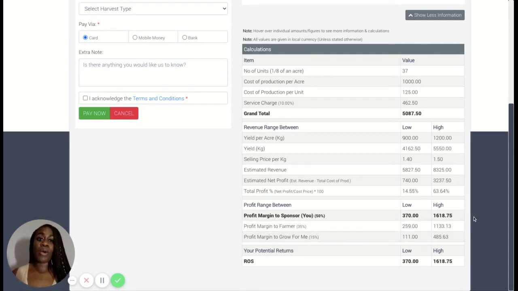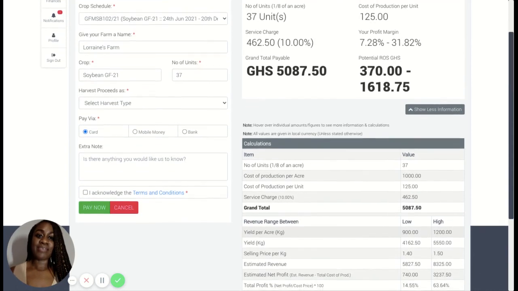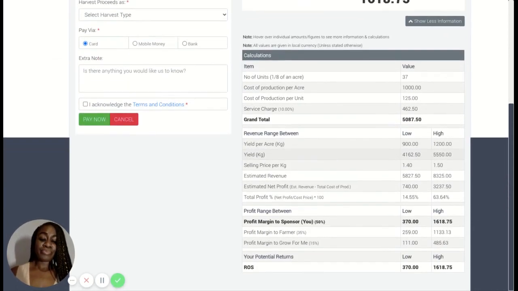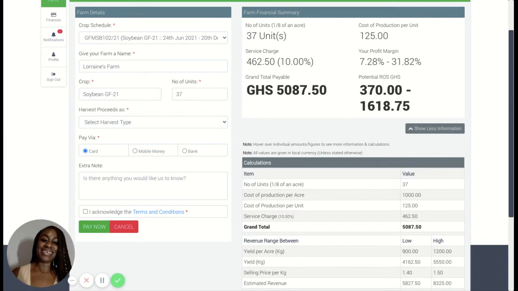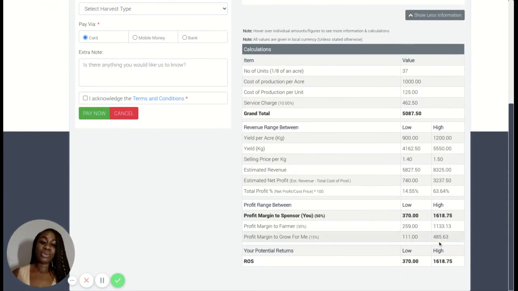Now if we were to do super well, and the yield was on point and the price point was also very good at that particular time, you would see that your return would be 1,618 cedis, and the profit margin to the farmer is also depicted there together with what Grow For Me would get. So your returns would essentially be what you originally put in, which was 5,087 cedis and 50 pesewas, and on top of that would be your profit.